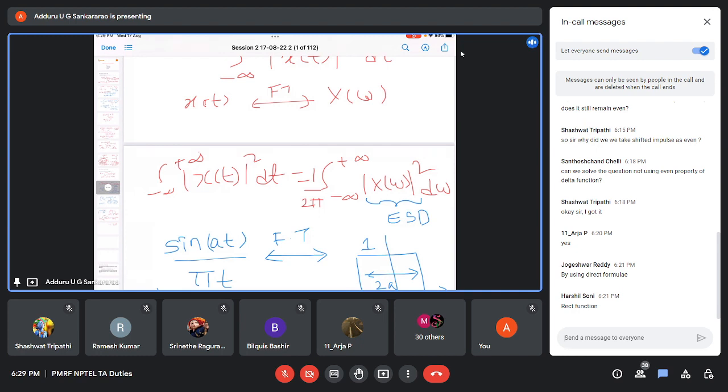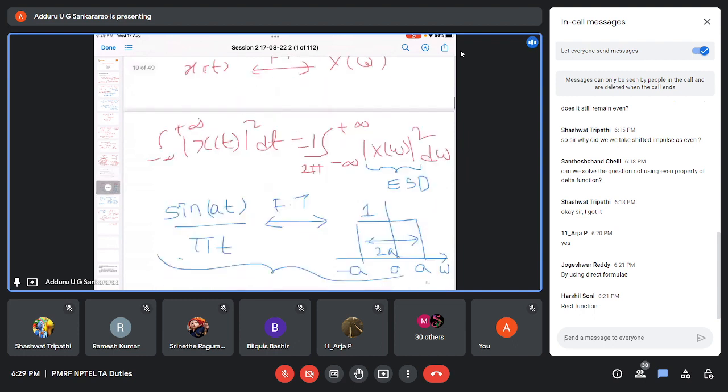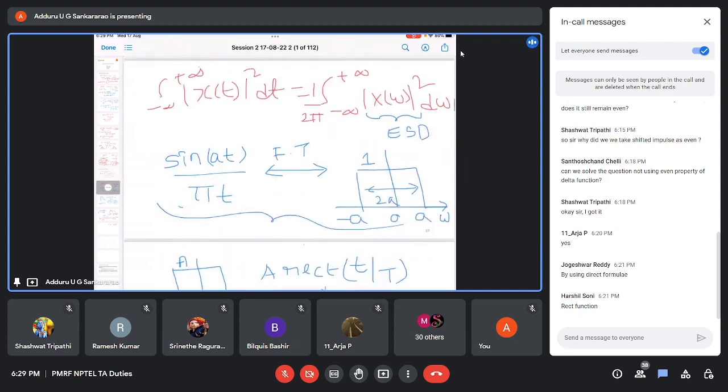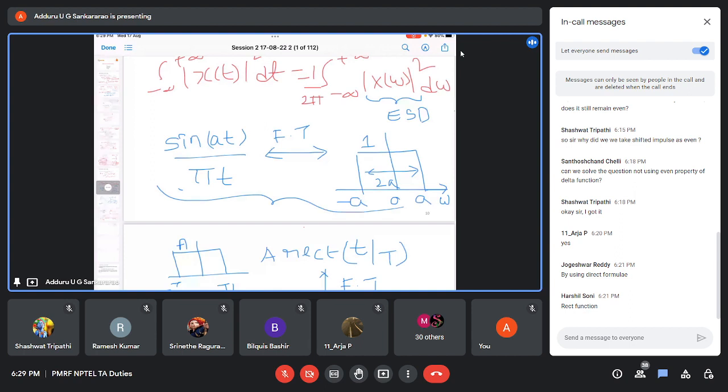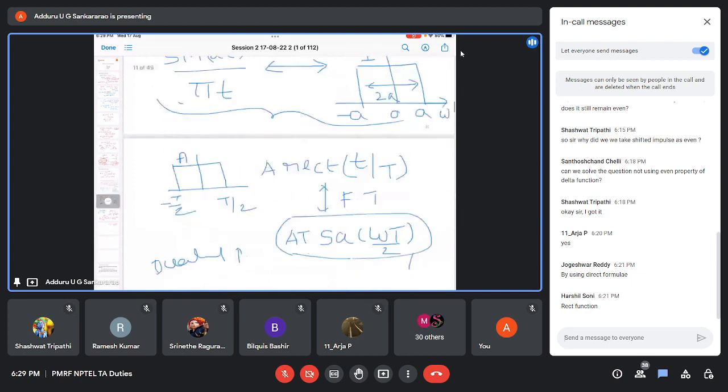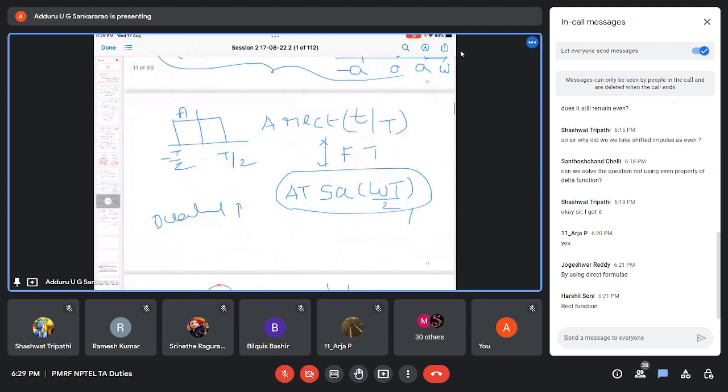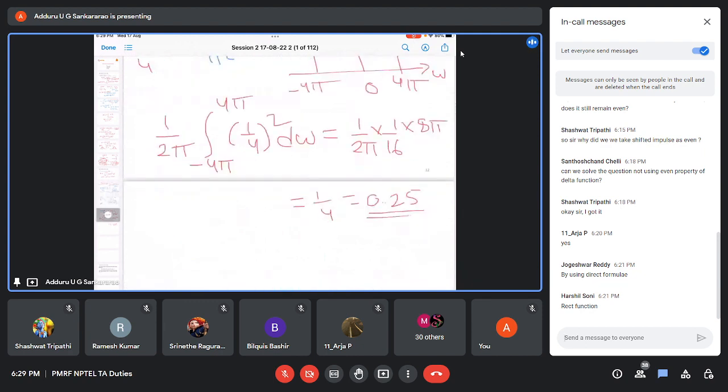For the given signal, we find the Fourier transform using the standard property sin(at) by pi t. If you have the signal, then its Fourier transform is a rectangular function in the frequency domain. Now that can be easily integrated. So after solving it, we got 0.25. Any doubts? Can we move to the next question?